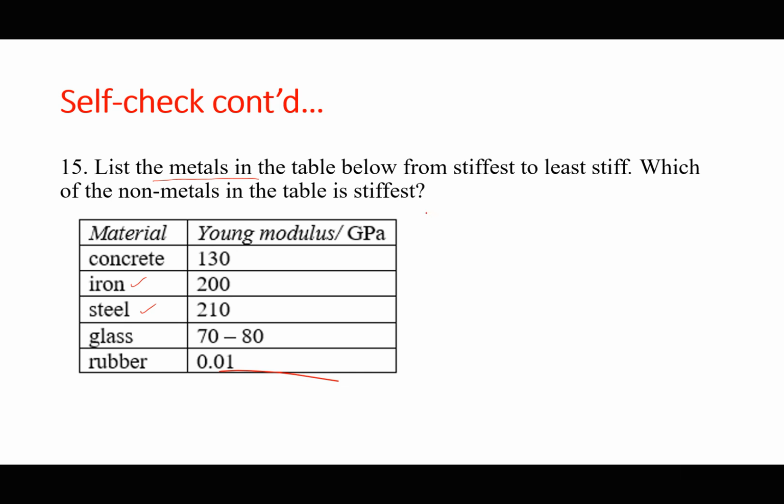Or maybe you can add concrete. So we'll say steel, iron, and maybe concrete, although concrete is a mixture. Then that is the list from the stiffest to the least stiff. Which of the nonmetals in the table is the stiffest? So the nonmetal which is the stiffest is automatically glass. Or you can consider concrete because concrete is a mixture anyway. It has gravels, it has stones, it has metals.